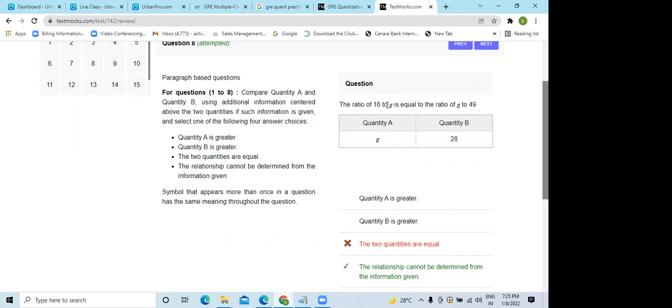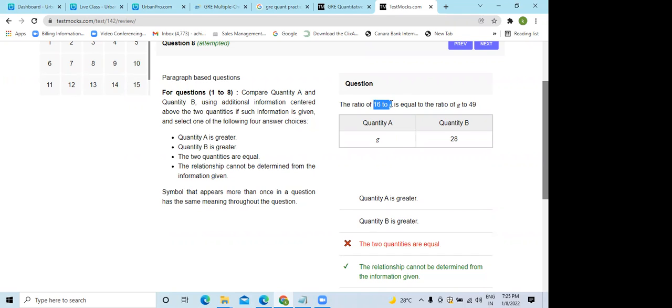No, because the way I did it, 16 upon G is equal to G upon 49. Then cross multiplied, got G is equal to 16 into 49. Did that, took the square root of that, and that came out to be 28. Okay. And so you put the two quantities are equal. Fine.